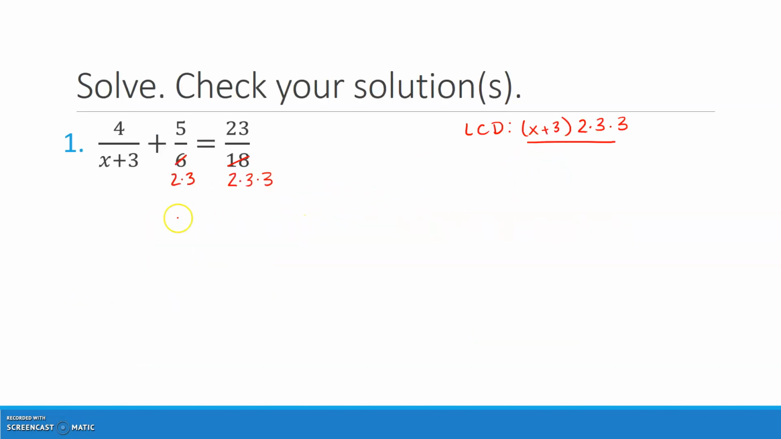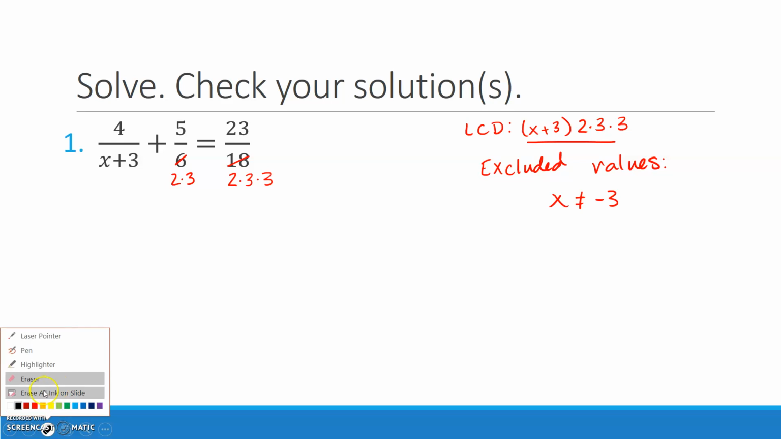So by excluded values, what number would make this denominator equal to 0? X could definitely not equal -3, because if I plugged in a -3 into here, well, that would be 4 divided by 0. And again, like I said, you are not allowed to divide by 0. It's illegal math, so we can't do that. So I know that x can't be the number -3. And if I got that as an answer, I would have to exclude that as one of my solutions. So x is not equal to -3.